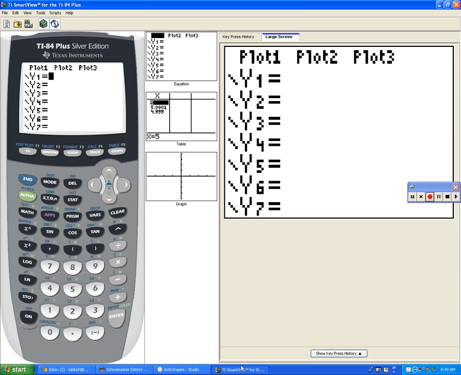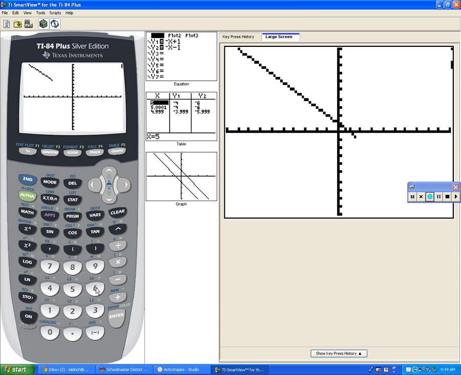Okay, so we want negative x plus 1. Don't forget that if you're starting with a negative, you have to use this button down here, not the minus. You can't lead with the minus sign, if for some reason the calculator doesn't like that. So you're going to go negative x plus 1, and then hit enter. And then we want negative x minus 1. Okay, I'm going to go zoom 6 to make sure I have the standard viewing window going. And there is my graph.